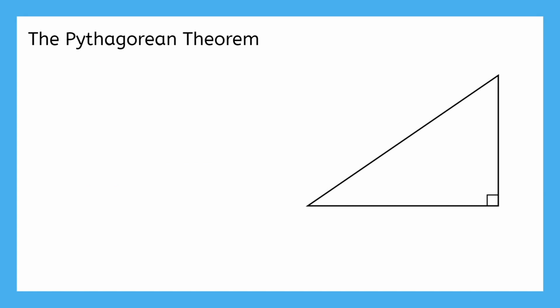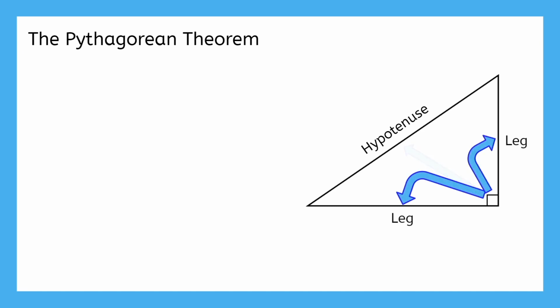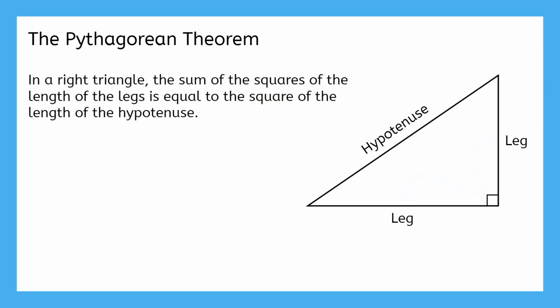Recall that a right triangle is a triangle with a right angle, marked here. On a right triangle, the sides have special names. The hypotenuse is its longest side, which is opposite the right angle, and the two sides that make up the right angle are called the legs of the right triangle. Using these terms, the Pythagorean theorem says, in a right triangle, the sum of the squares of the length of the legs is equal to the square of the length of the hypotenuse.